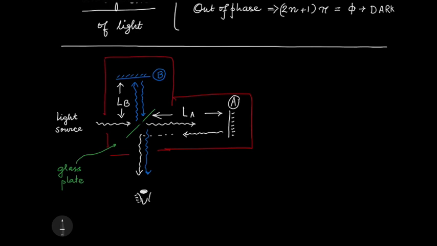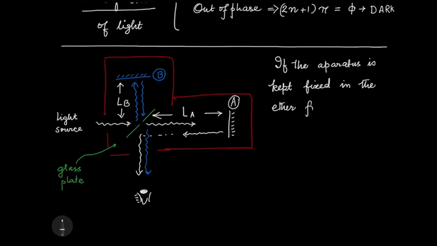Now, if the apparatus is kept fixed in the ether frame, which means that it is not moving with respect to the ether, let's ask the question: how much time is taken for the white colored wiggly lines between this point to go to the mirror and come back there?